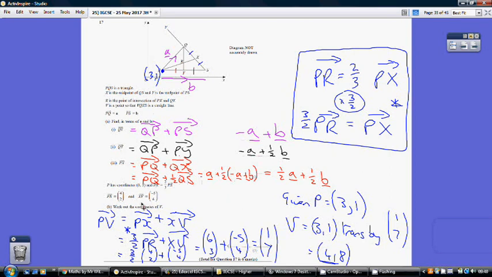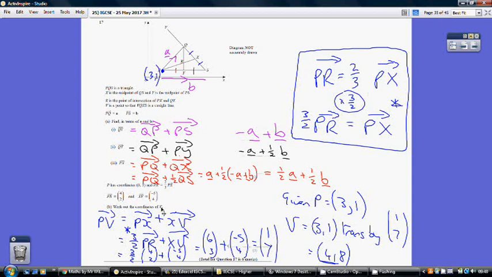Now for part B, we're told a couple of things. We're told that vector PR is 4 along and 2 up, XV is (-5, 4), and we're also told that PR is 2/3 of PX. So let's just focus on this for a sec. PR is 2/3 of PX. So if I multiply both sides by 3/2, in other words, 1.5 lots of PR is PX, and I'm going to come back to that in a minute.